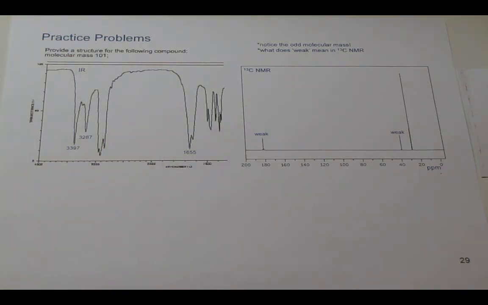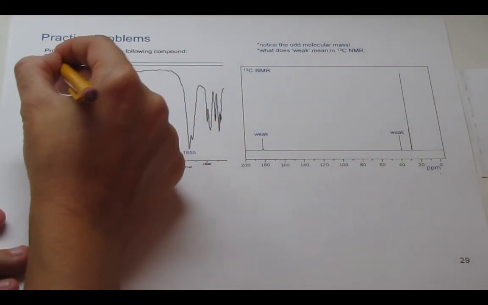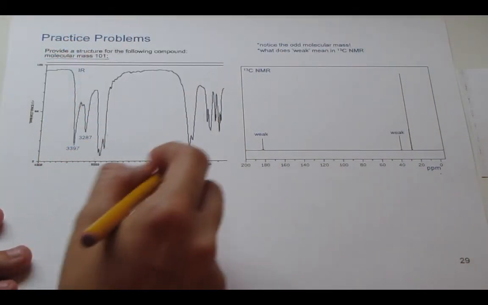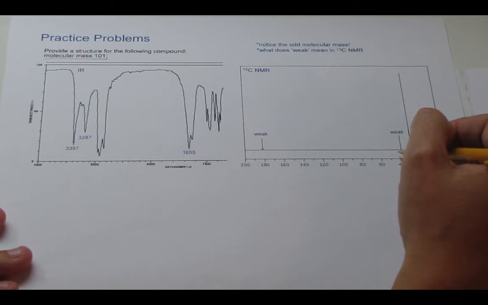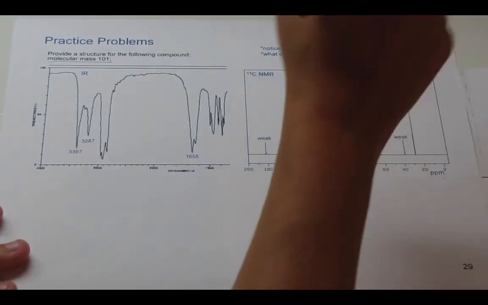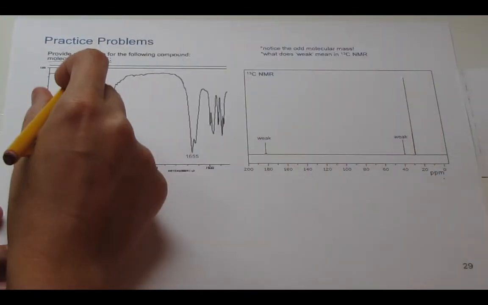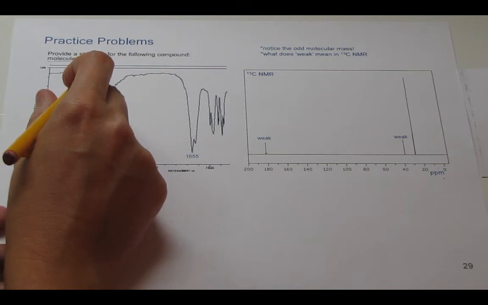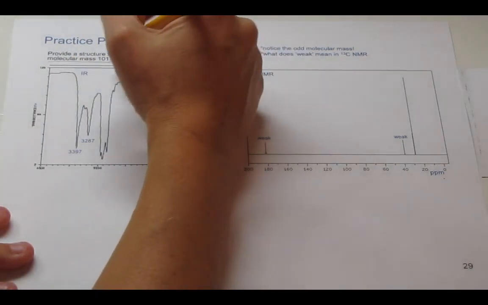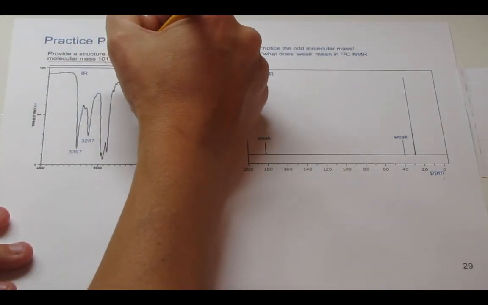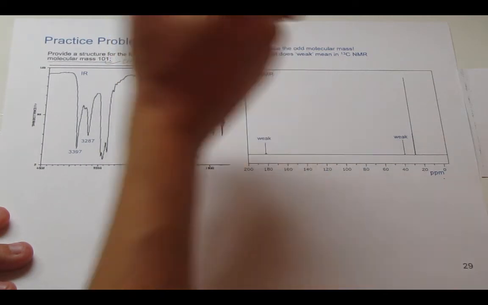Alright, our last problem puts together mass spec. Okay, so they're giving us a mass. We're getting an IR, and we're getting a C13 NMR. And I have a note here. Notice the odd molecular mass, and so 101 is an odd number, and so that means it has to contain nitrogen.